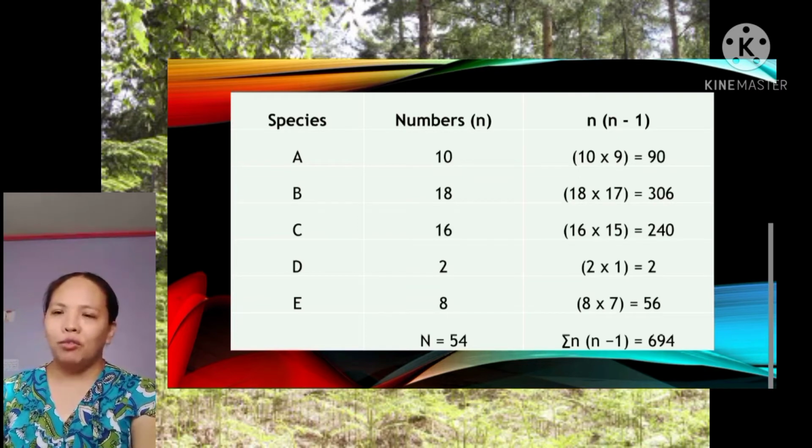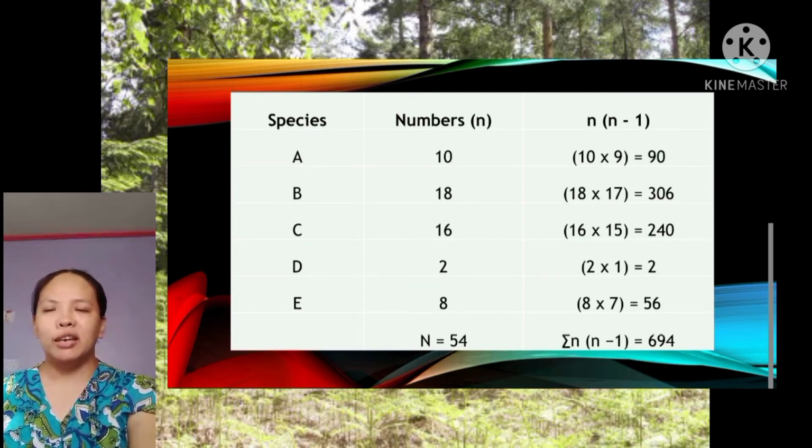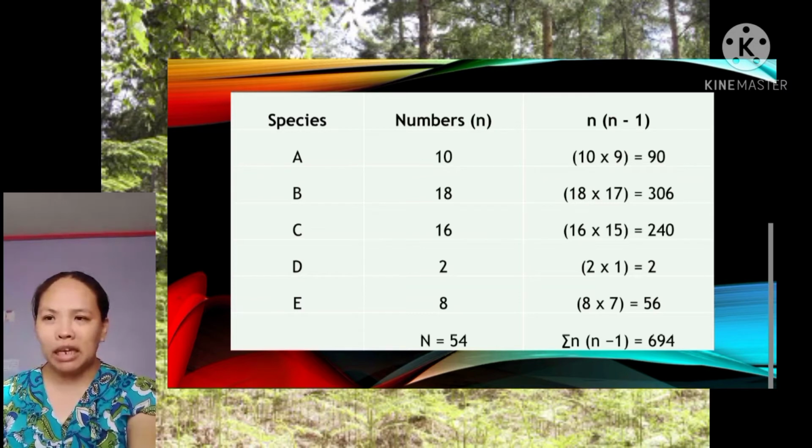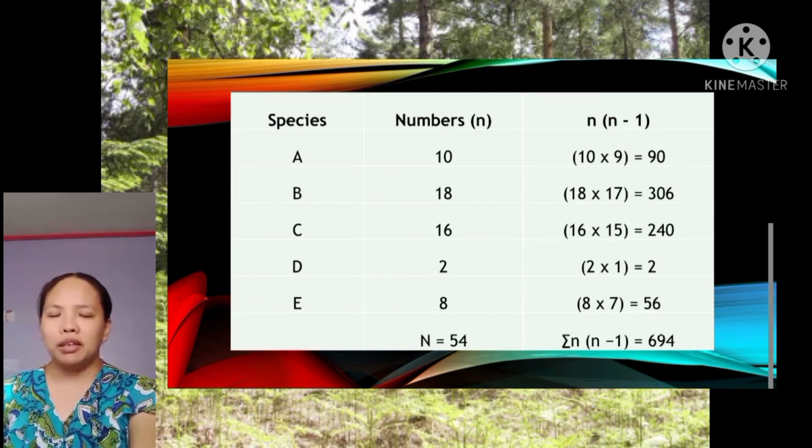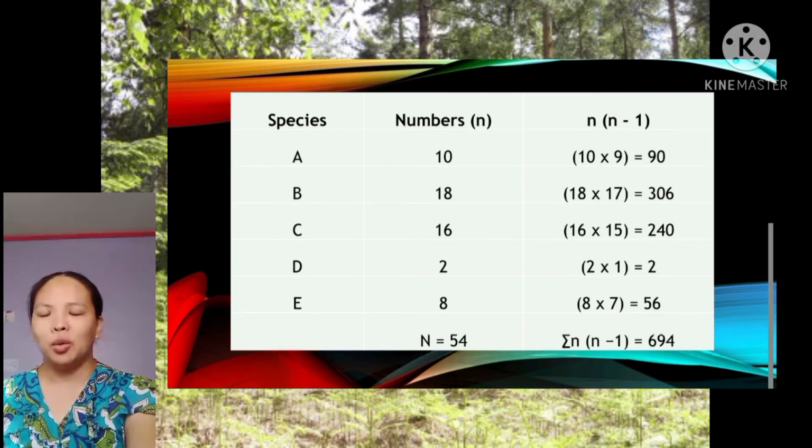And the number of organisms in each species is given in column B, wherein A is equal to 10, B is equal to 18, C is equal to 16, D is equal to 2, and E is equal to 8. Then the total number of this species is equal to the big letter N, which is 54.